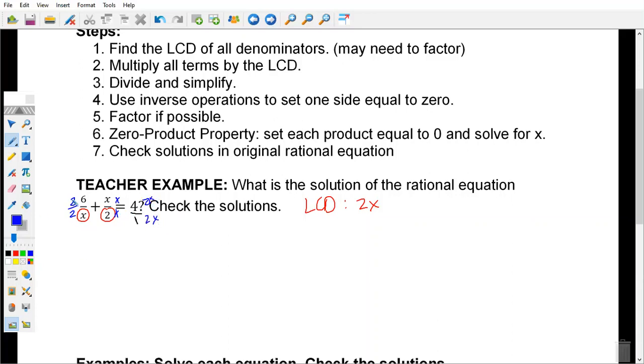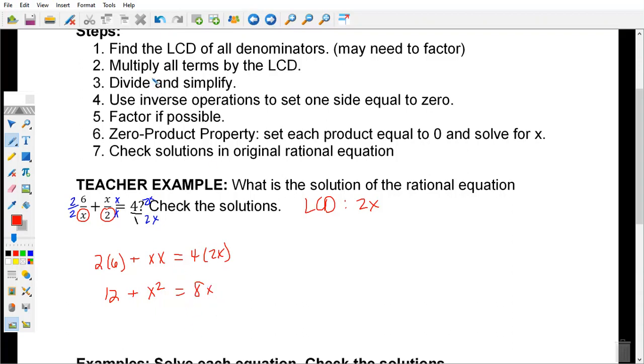So when it's all said and done, I'm going to end up with 2 times 6 plus x times x equals 4 times 2x, and all of that would be over the same denominator. Because once they all have the same denominator, all you have to do is worry about your numerator. So the denominator is now irrelevant, and you're just going to solve from here. 2 times 6 gives us 12. x times x is x squared. 4 times 2x gives us 8x.